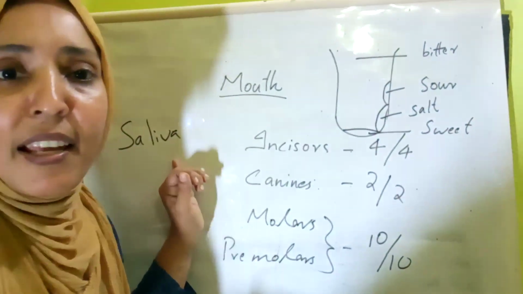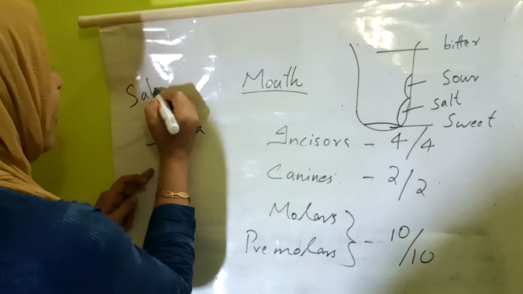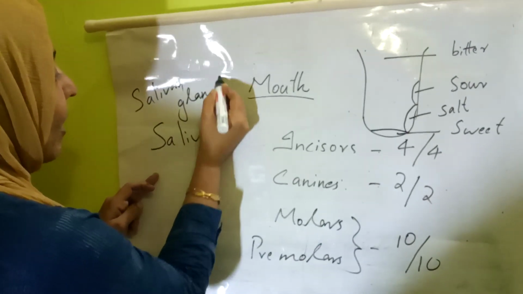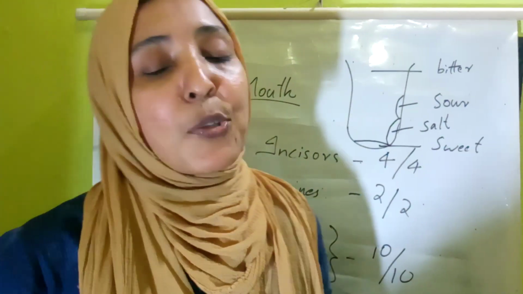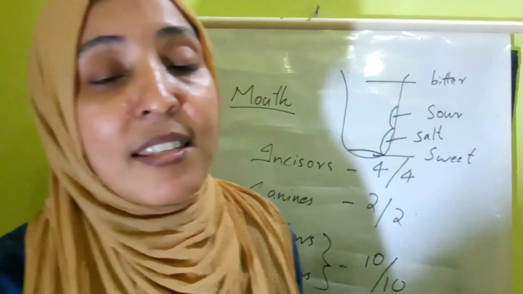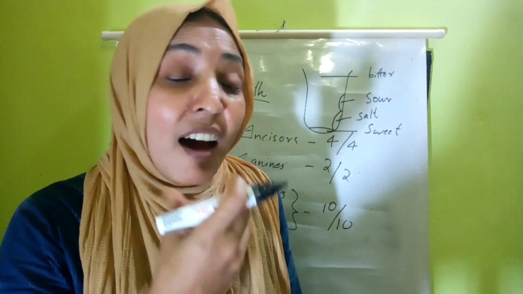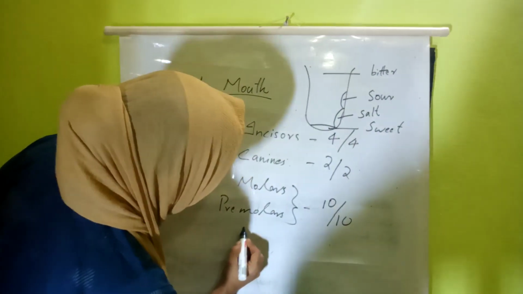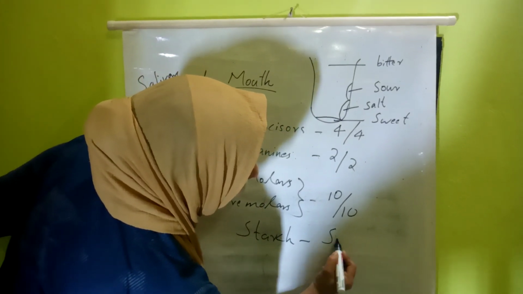Then what is the action taking place inside the mouth that we can see? That is saliva. Who is producing the saliva? Saliva is produced by the salivary gland. It has one main function. It has the capacity to convert the starch or carbohydrate present in our food into sugar.